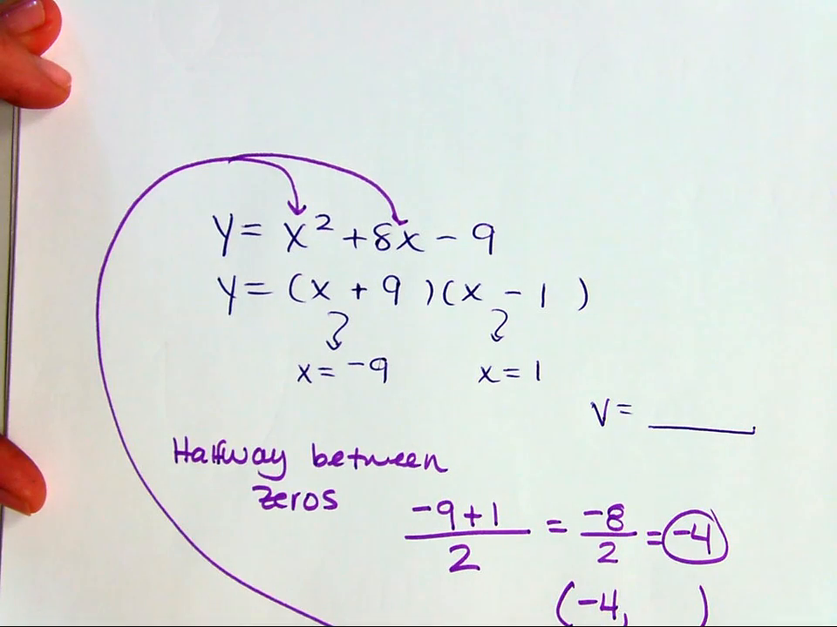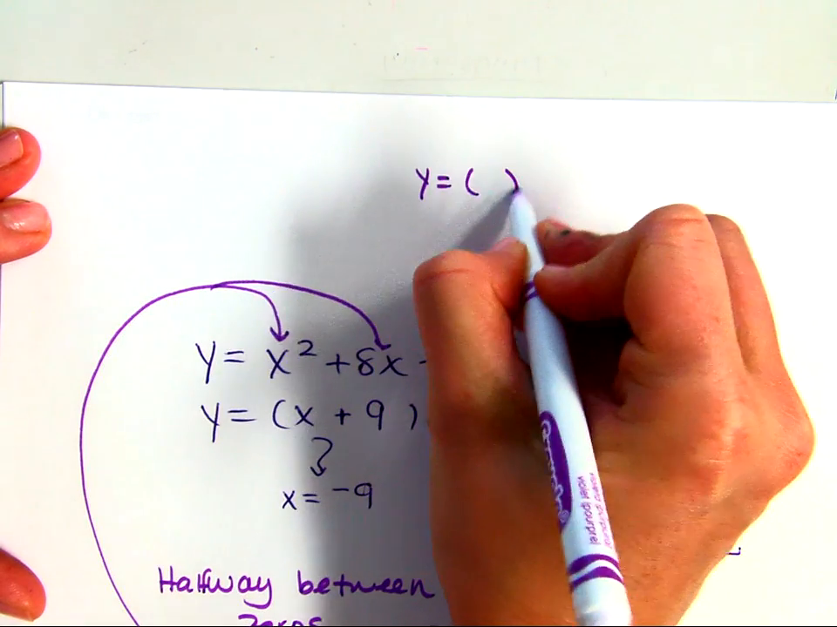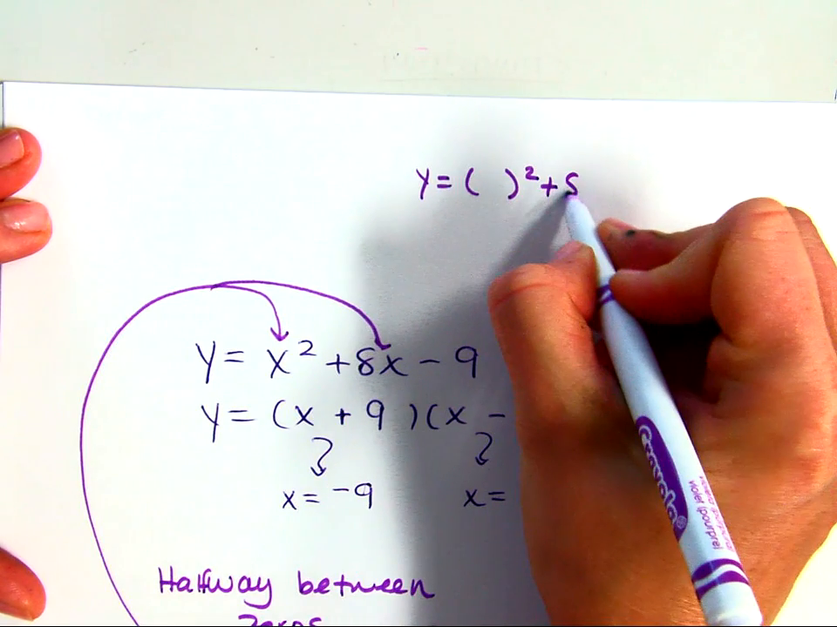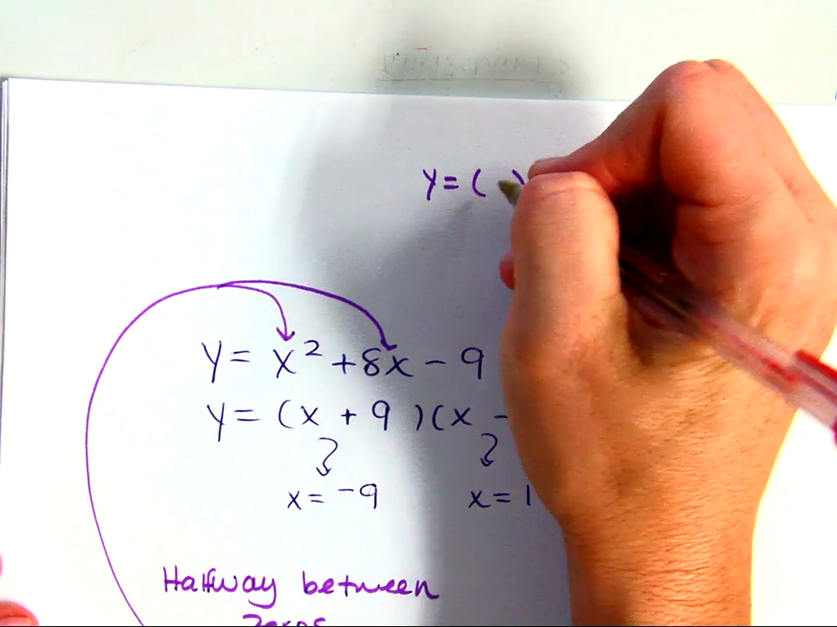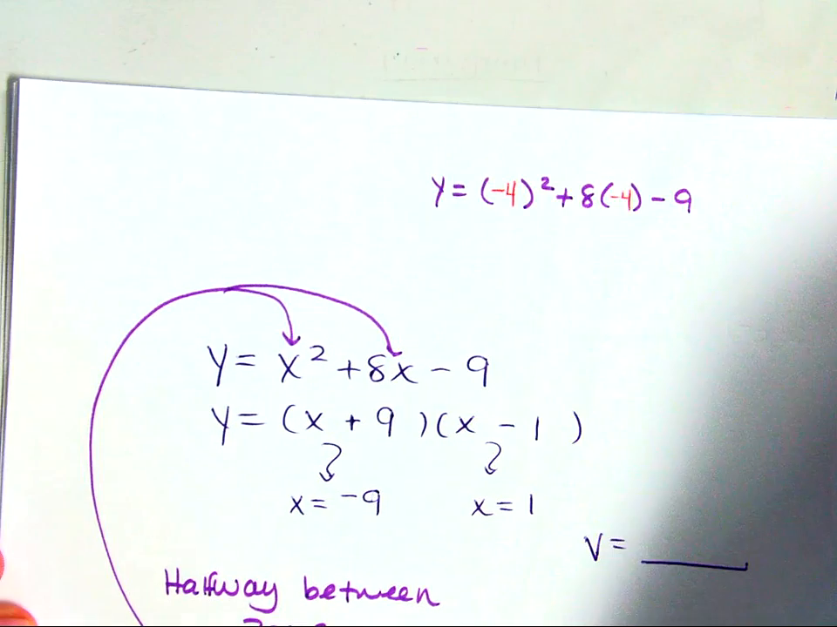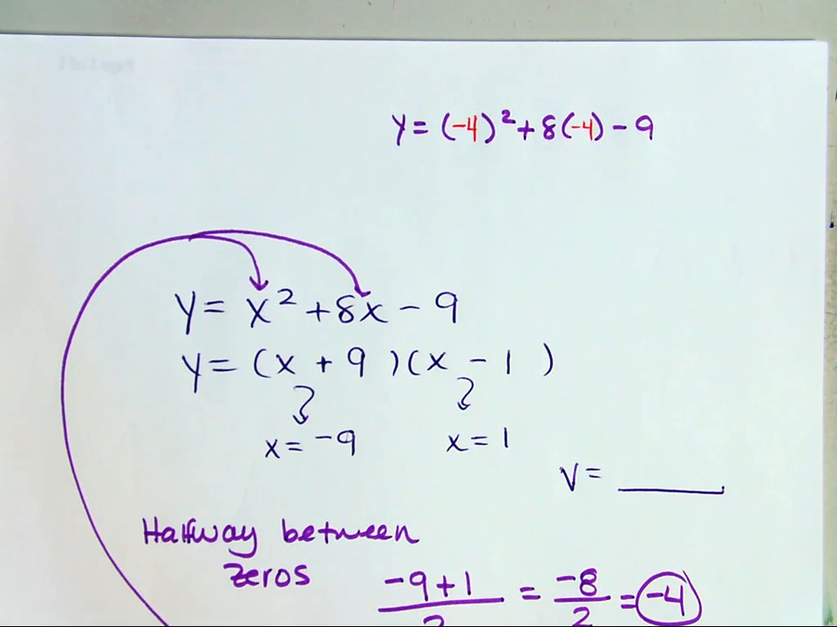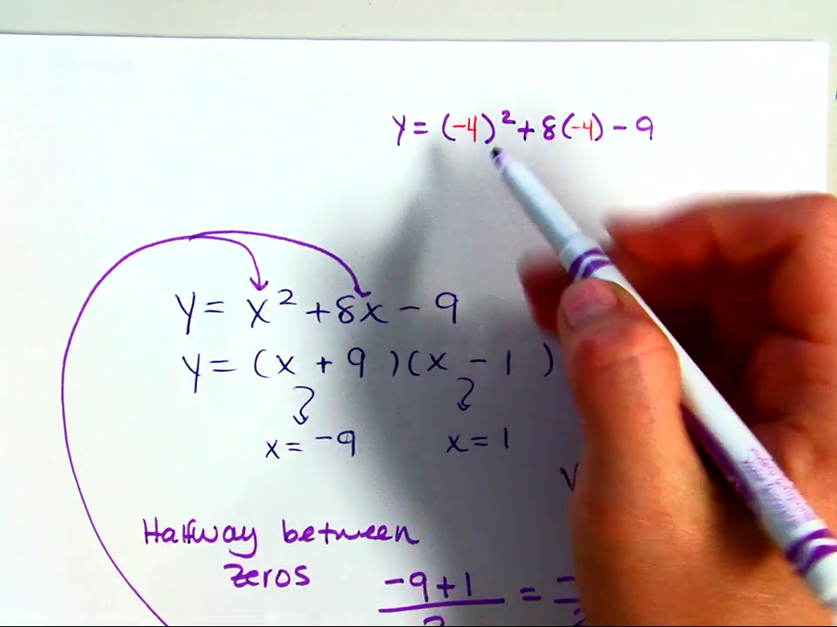I know what x is, so I go back to my original equation. Look. I'm going to put it here, but guess what? I'm also going to put it there. So are you ready? I'm going to take y equals x squared plus 8x minus 9. And my x is -4. Right?